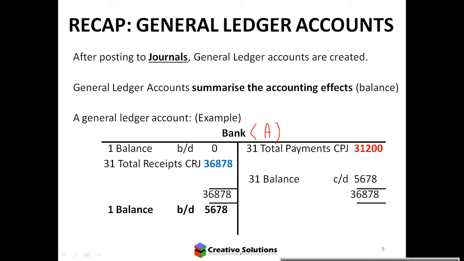Okay. Total payments decrease our bank. When I make a payment, bank is coming down. Then what do I do? I add up those two sides and I see which side's bigger. Which side's bigger in this example? The debit side, yes. The 36878 is bigger, and that's why I carry down a balance and bring down a balance on the debit side. So you should be okay with that balancing.